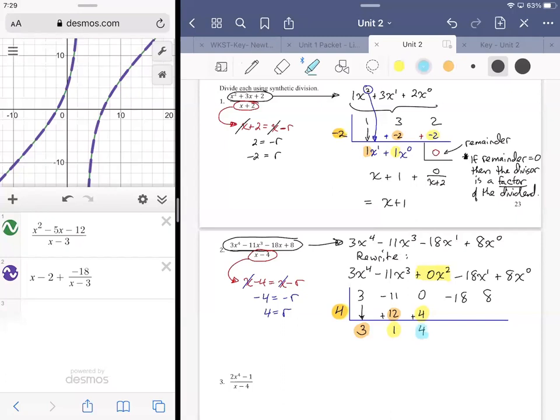We take that 4, multiply it by the value on the outside. 4 times 4 gives you a 16. Add that number to the existing value in the table, which gives you a -2. That -2 gets multiplied by the value on the outside, giving you a -8. Add that -8 to the existing number in the table. It gives you a result of 0, which is the best case scenario. Remember, that last entry is going to be your remainder.